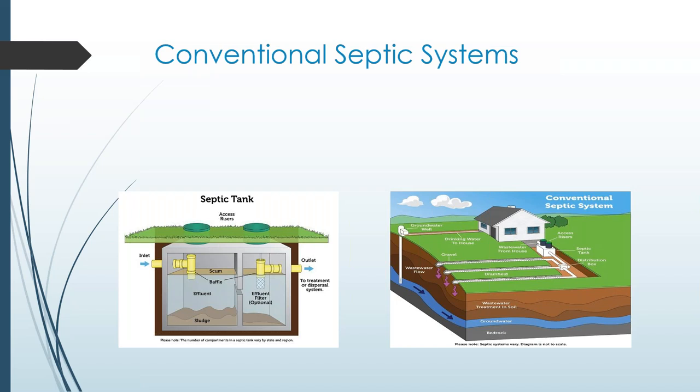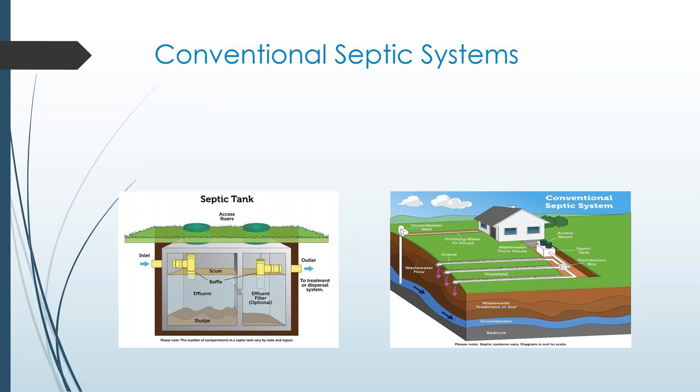And the conventional septic tank does offer quite a few benefits, in fact, such as low maintenance, low cost of operation, and compared to the aerobic treatment unit, there's no electricity. So the operational costs for a septic tank are going to be way less than for an aerobic treatment unit.